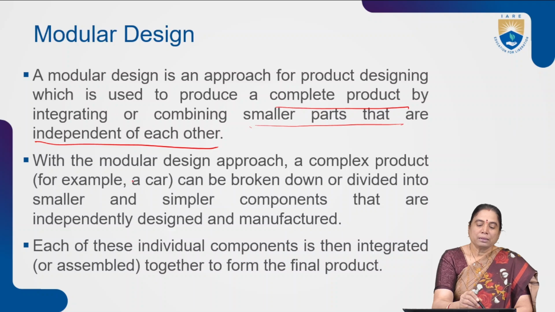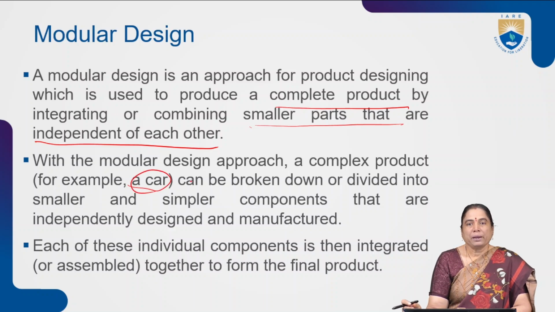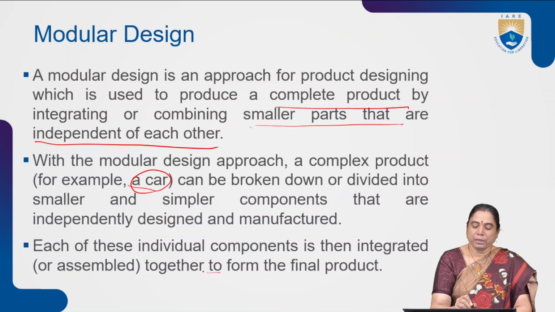For example, consider a car. The independent components like seat and brakes are generally manufactured independently and are integrated to form the architecture of the car. Like this, in a project also, the project can be divided into small manageable components so that they can be easily developed and integrated to solve a problem. Each of these individual components is then integrated together to form the final product.